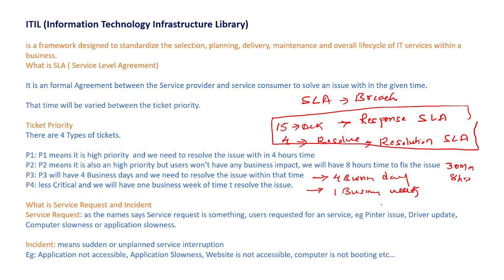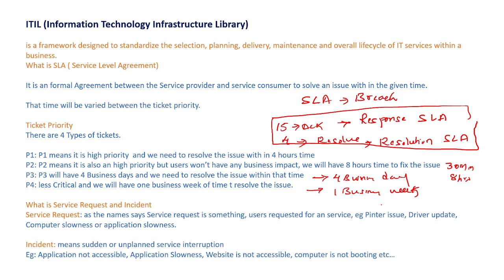SLA is an agreement between the service provider and the service consumer to resolve a particular issue in the given time. That SLA will vary depending upon the ticket priority. There are four types of ticket priority: P1, P2, P3, P4. There are four types of SLAs: P1, P2, P3, and P4.